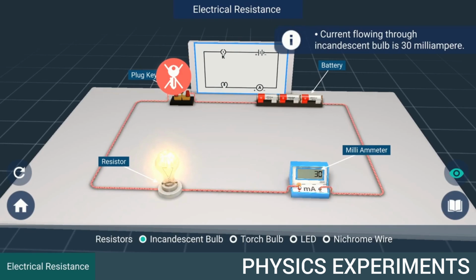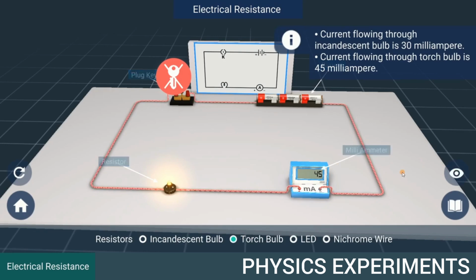Replace the incandescent bulb with a torch bulb. We see that the current in the circuit changes. The ammeter now reads 45 milliampere. There is more current flowing through the circuit, which means there is less resistance offered by the torch bulb than the incandescent bulb. Now, replace the torch bulb with a LED.